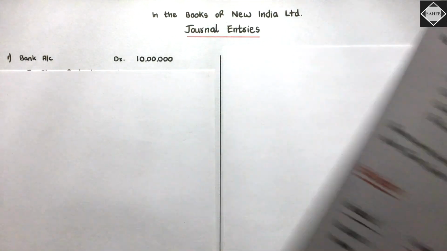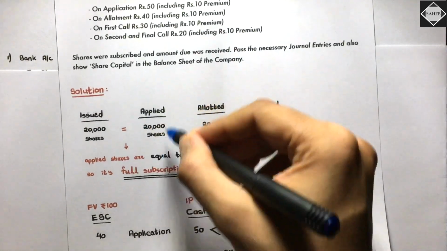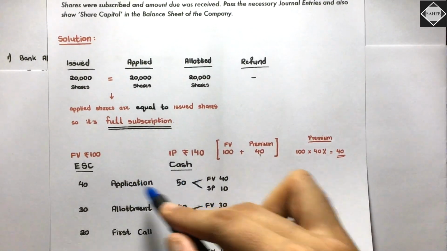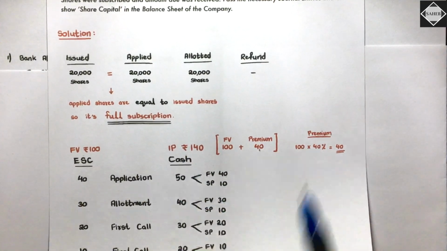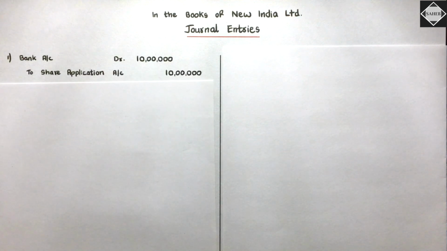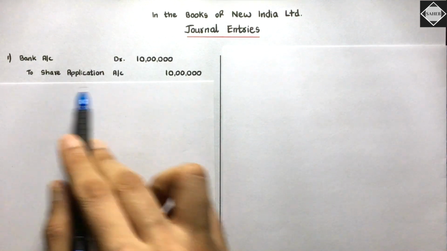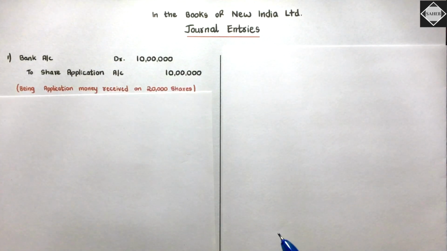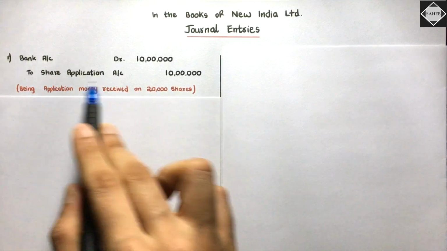See here, applied 20,000 shares into 50 you are going to do. Application part of issue price. Do you understand? This is how the cash will come in, right? So that's 10 lakh. 20,000 into 50, that's 10 lakh. And why have we got this money? Because of share application. To share application, 10 lakh. Easy, simple.